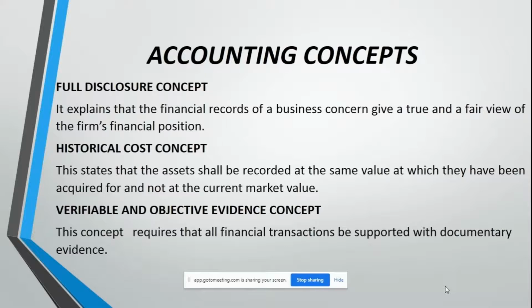The last one we have is the verifiable and the objective evidence concept. Before we move on to the next set of concepts, what is this verifiable and the objective evidence? The word seems to be very elaborate, but the meaning is extremely simple: whatever transaction takes place in a business, all have to be supported with documentary evidence.